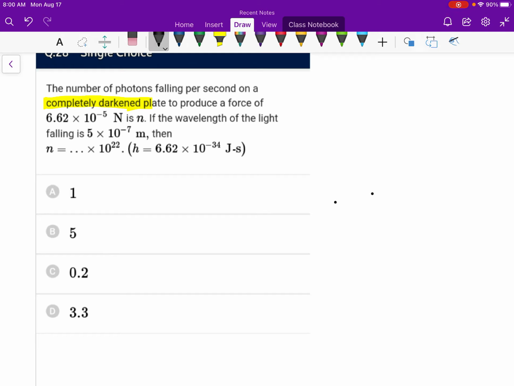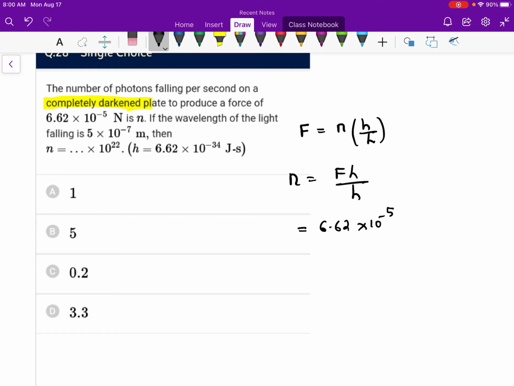If the wavelength of the light falling is this, then the force exerted is the change in momentum of the photons incident per second, which is n times h by lambda. So h by lambda is the momentum incident per second, and momentum reflected is 0. So change in momentum of one photon is h by lambda, and falling n per second, so n h by lambda. So we need to calculate n, that is f lambda by h.